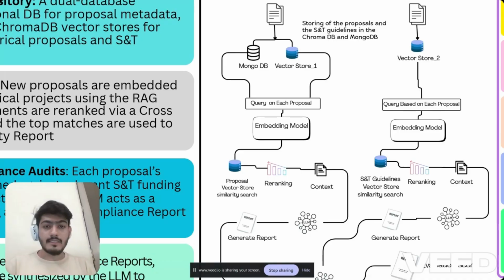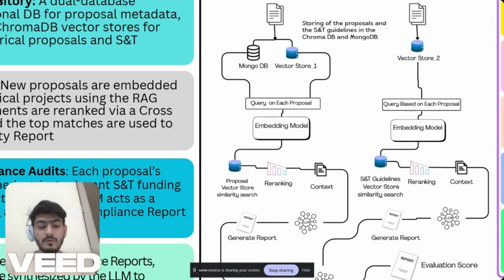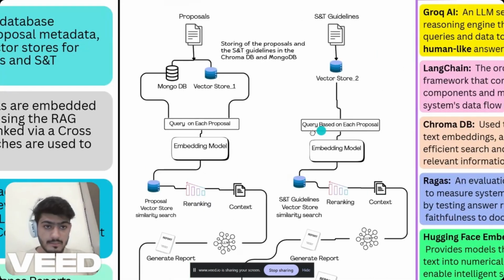After this novelty analysis, we store our new proposal into the vector database that contains all the historical proposals, so that this new one becomes part of our whole system and we can use it for our future novelty assessments. This is basically the whole novelty assessment case.